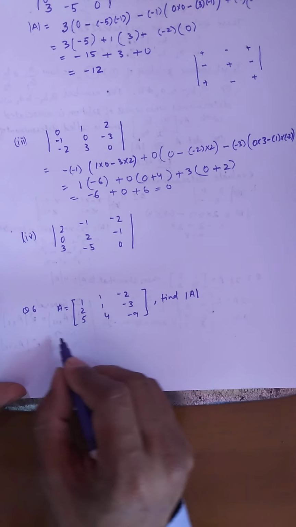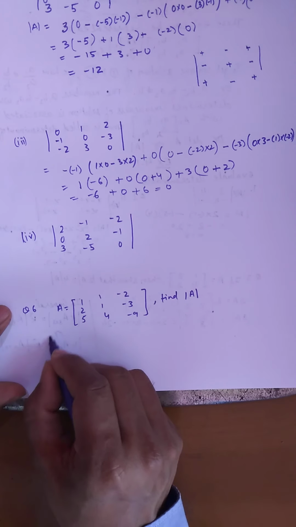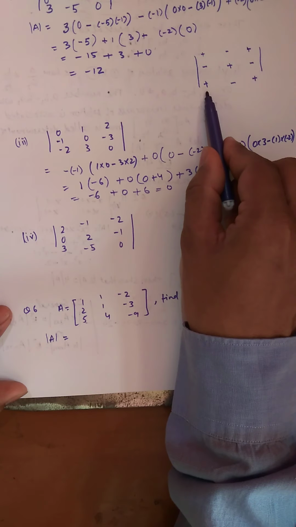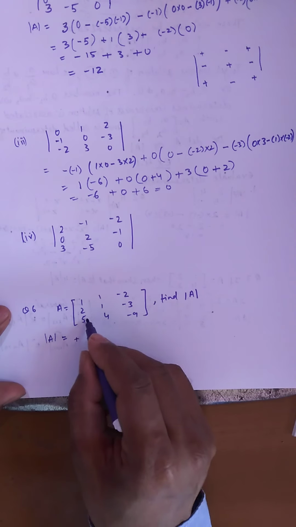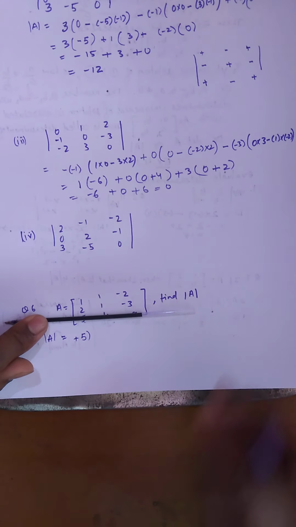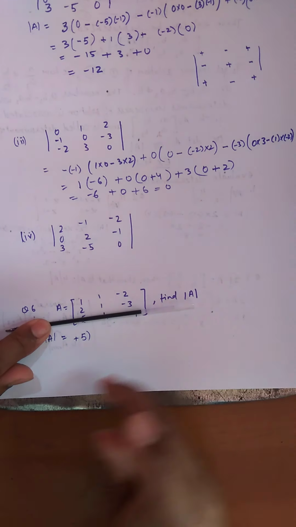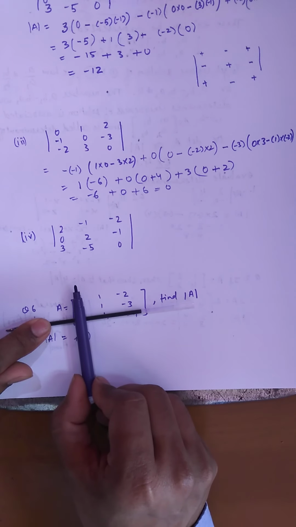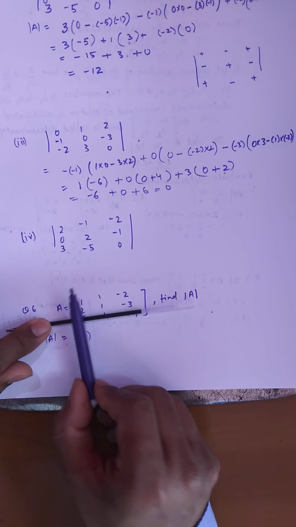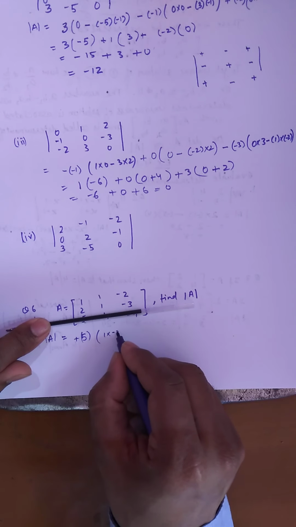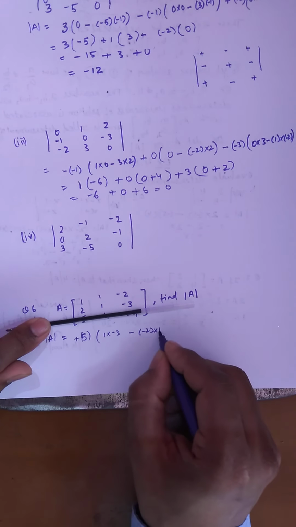So this you see, A. I am taking this row, this is the determinant of A. I am taking this row 3. So row 3, you check the sign. The first one is plus, you take plus, and the first value is 5. Now you hide row 3 and column 1, then it is 1 minus 2, 1 minus 3. Do the cross multiplication: 1 into minus 3 minus 2 into 1.